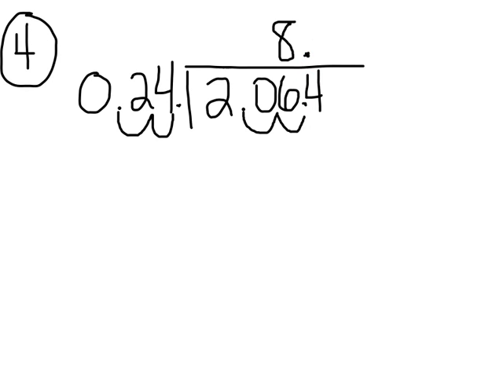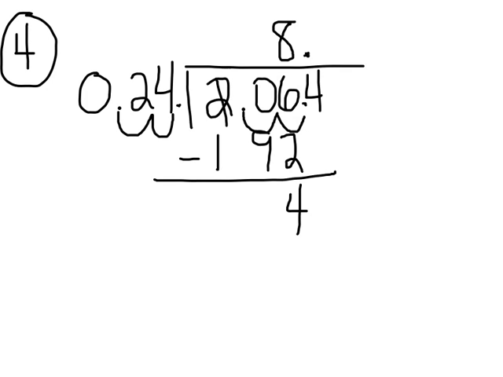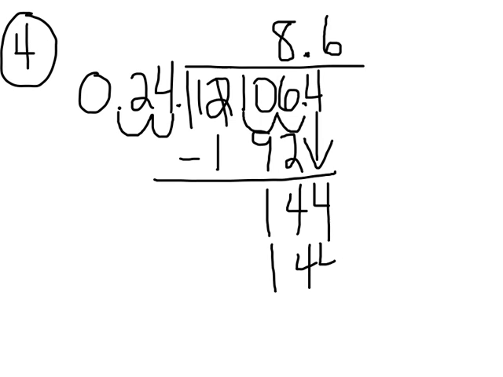8 times 24 is 192. I subtract, and I get 14. 24 cannot go into 14, so I bring down the 4. 24 can go into 144 6 times. And I have 0 left over.